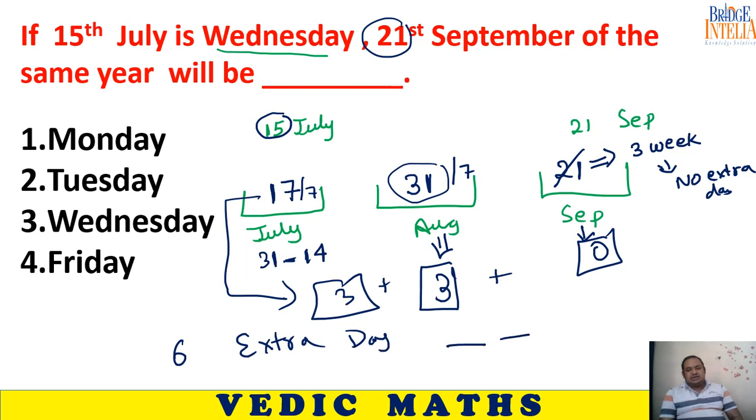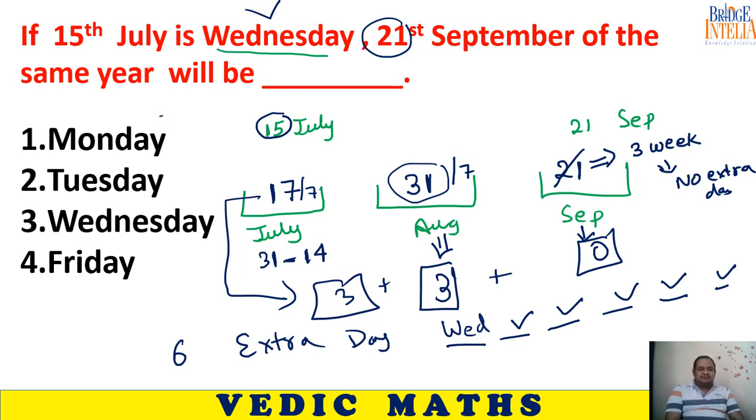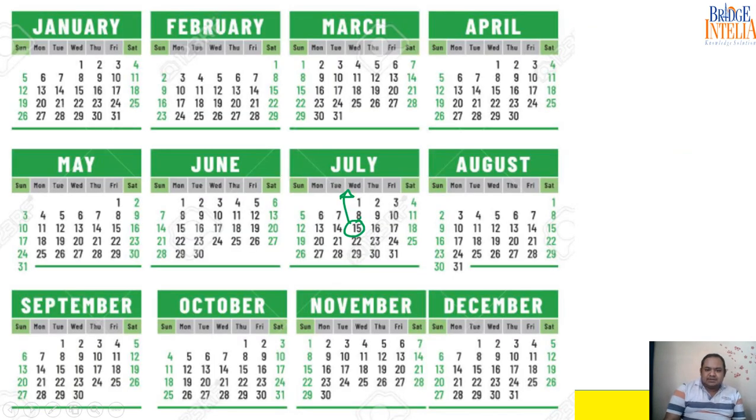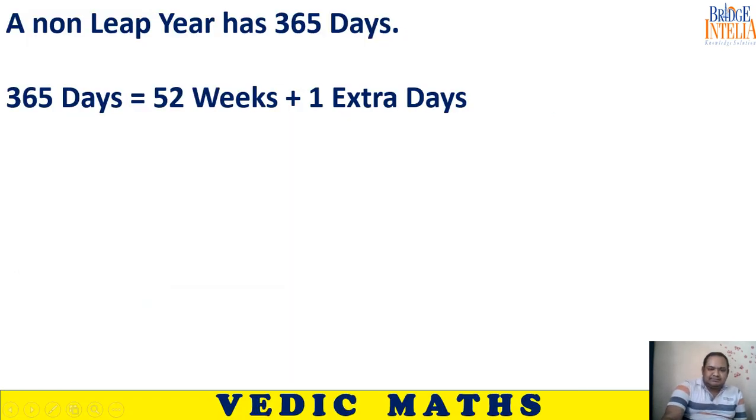So 1, 2, 3, 4, 5, 6. So the sixth day. The first day is Wednesday. So Wednesday, Thursday, Friday, Saturday, Sunday, Monday. The answer is Monday. So let us verify whether 21st September is Monday or not. So 21st September. So yes, it is Monday. You can see it is Monday.